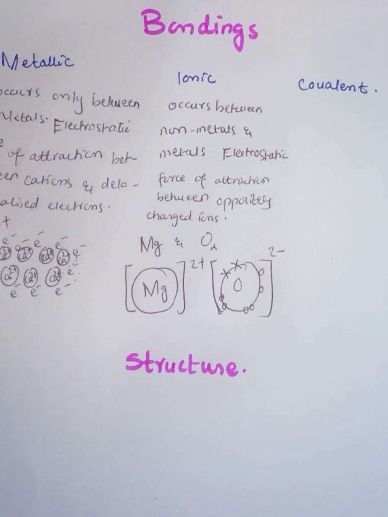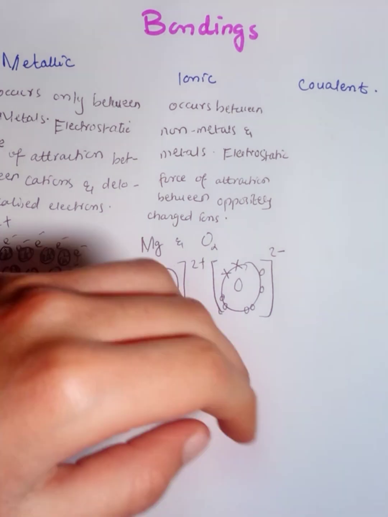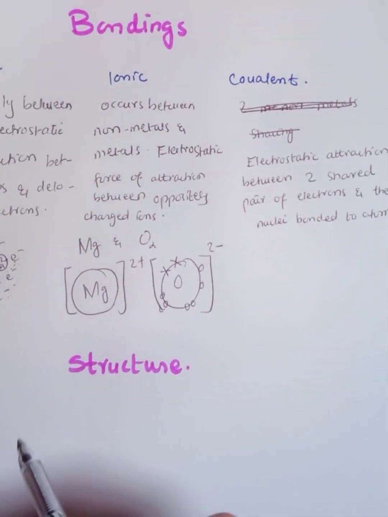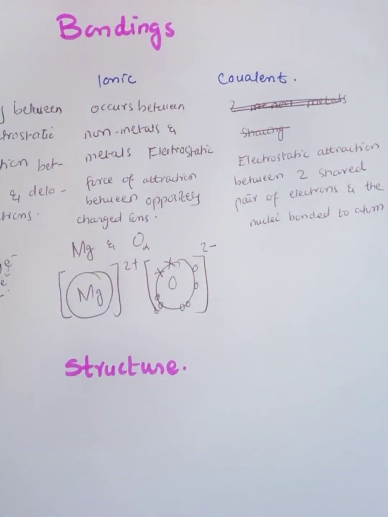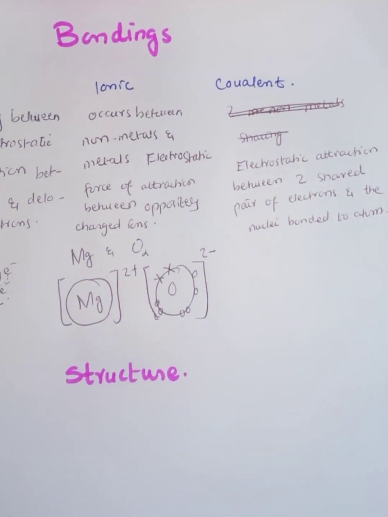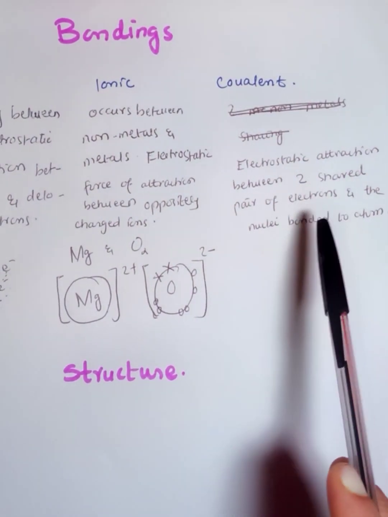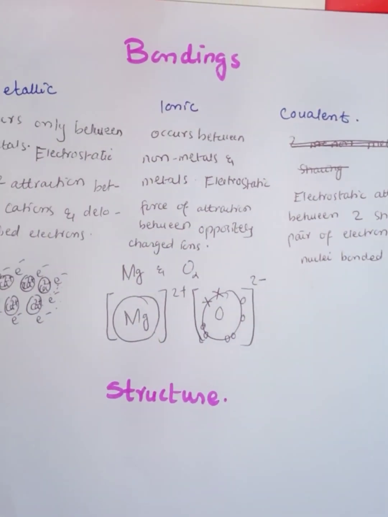The last and the third one is covalent bonding. Covalent bonding is the bonding between 2 non-metals sharing electrons. It is the electrostatic attraction between 2 shared pairs of electrons and the nuclei of the bonded atoms. If there are 2 metals, they will definitely form metallic bonding, whereas if there is a non-metal and a metal, they will form ionic bonding.